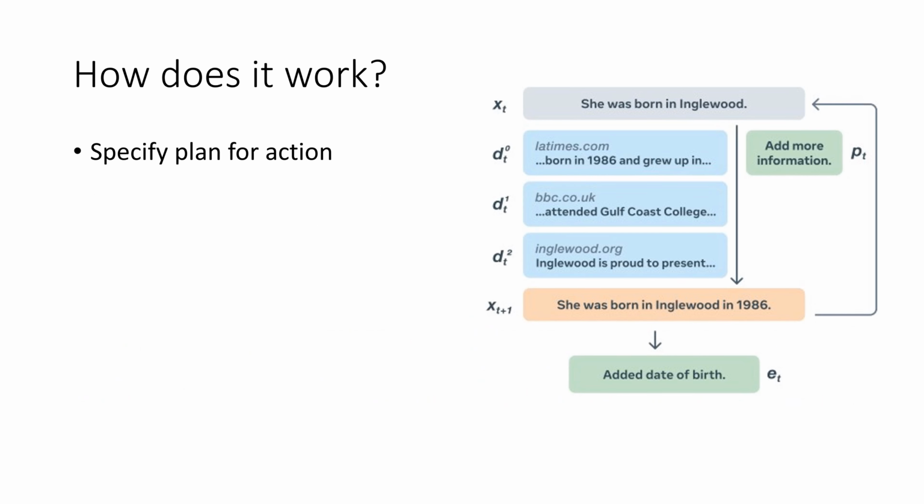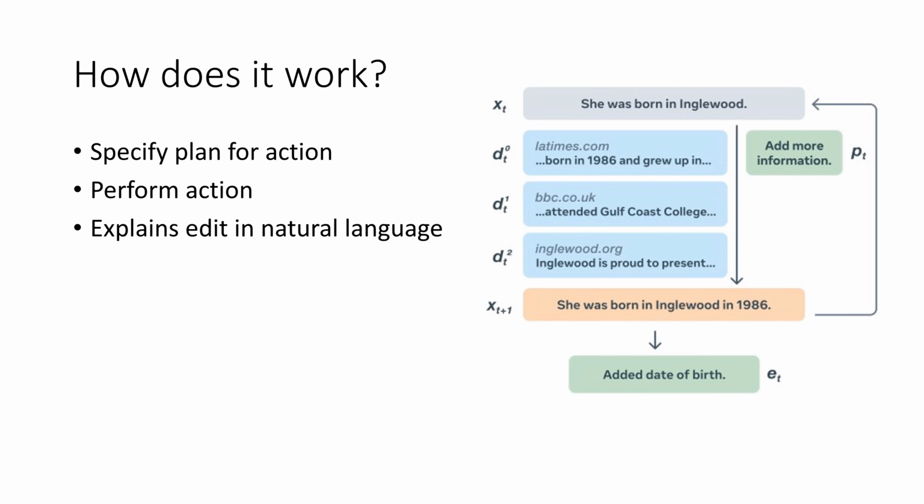So how does it work? This follows the collaborative process mentioned before. Either the user or the model specifies a plan describing the action they want to be performed. The action is realized by means of an edit. The model explains the edit in natural language and by pointing to relevant sources. The process is repeated until the generated text requires no further updates.